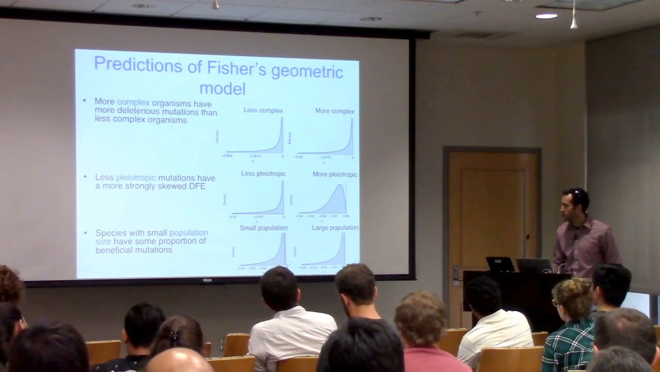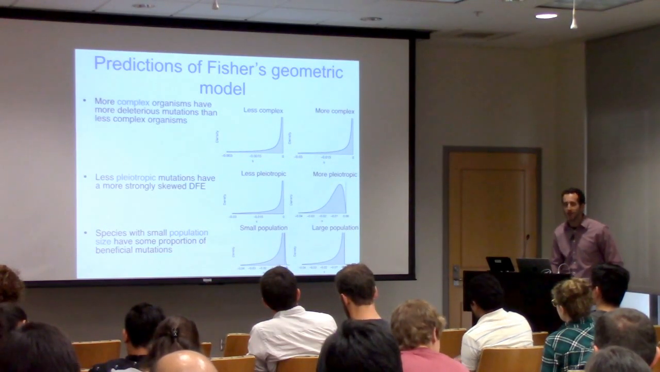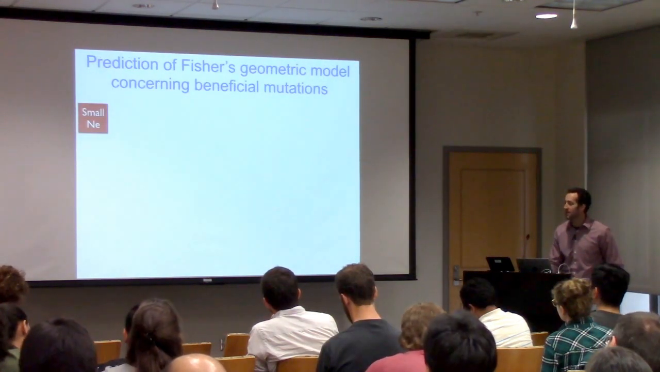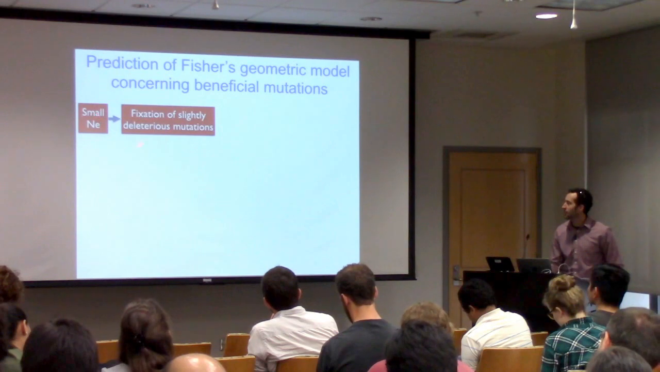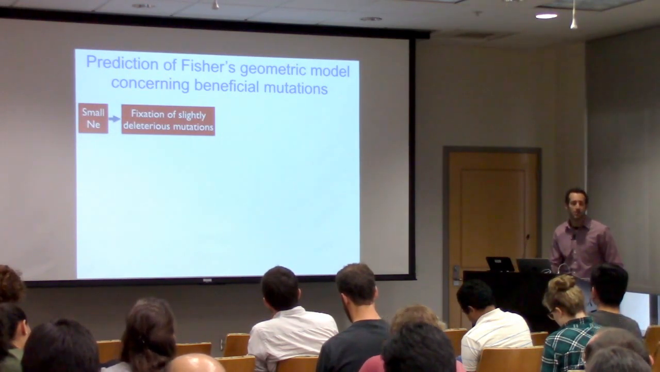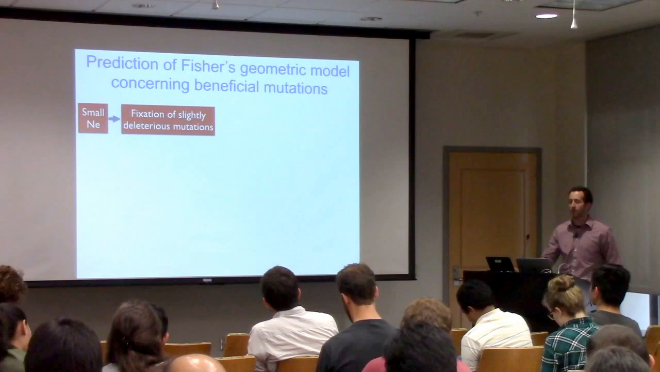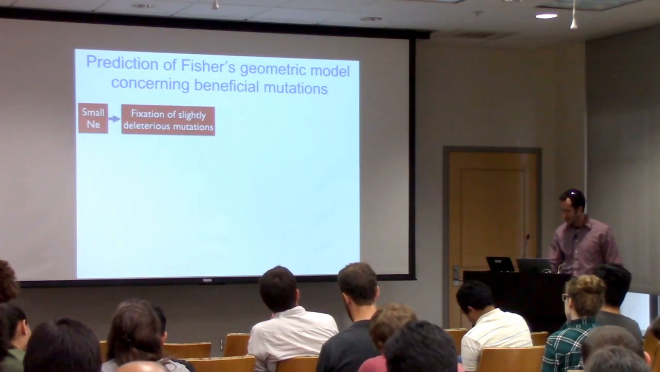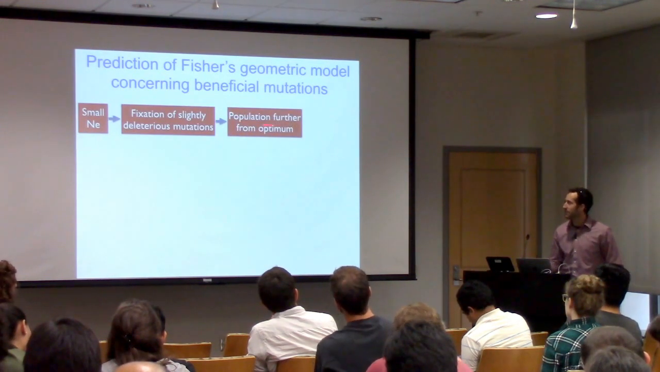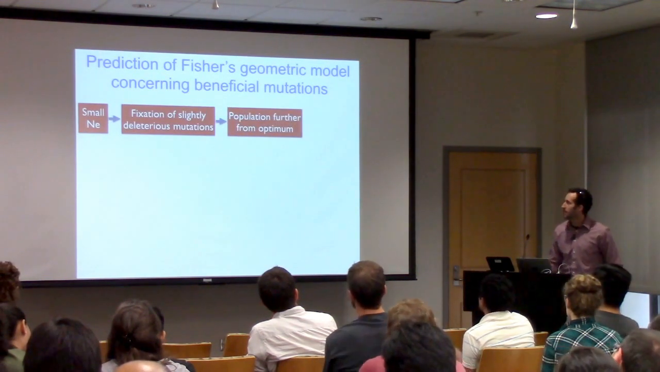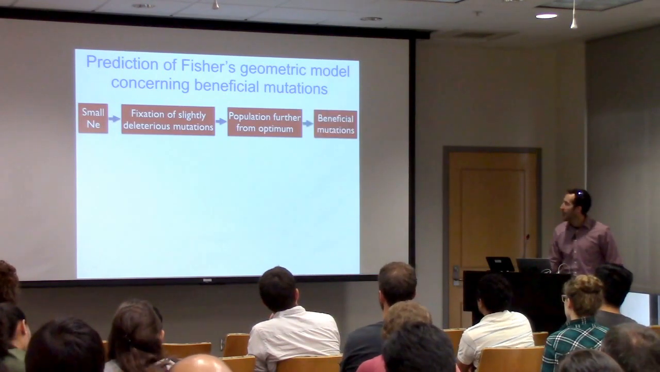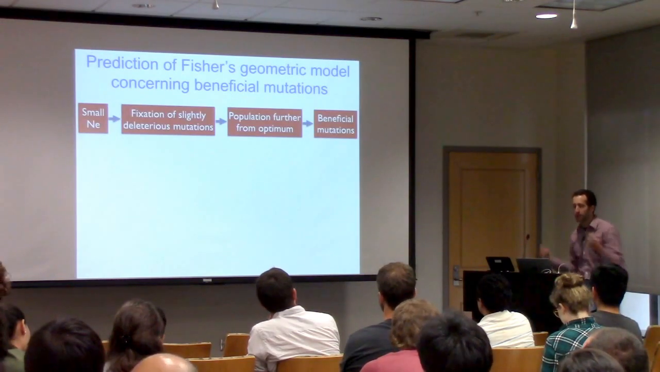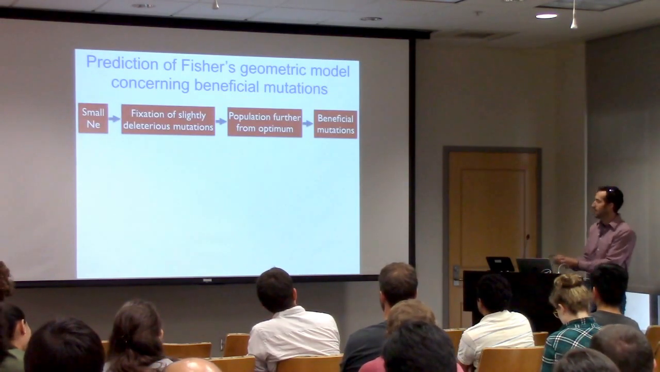And lastly, the third prediction is that species with small population size ought to have more beneficial mutations. Let me explain how that prediction works. Small population size can result in the fixation of many slightly deleterious mutations that in a large population get more efficiently selected out. When these weakly deleterious mutations become fixed, the population ends up further away from the optimal fitness. That then creates the opportunity for many new beneficial mutations to arise and bring the population back closer to the optimum.